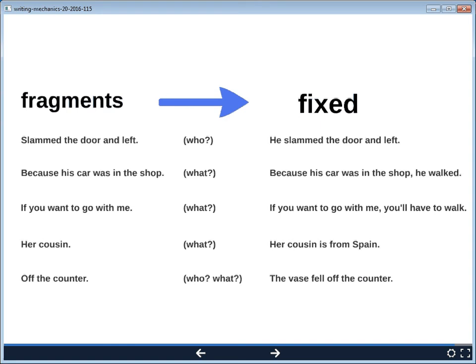Another fragment: "Her cousin." What about her cousin? "Her cousin is from Spain." "Off the counter." What are we talking about? Who, what's going on? "The vase fell off the counter."